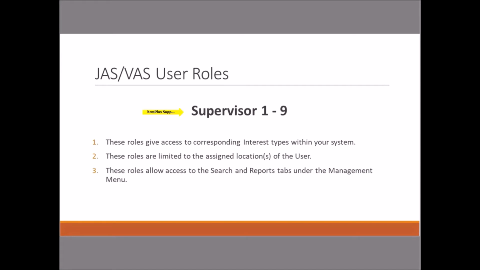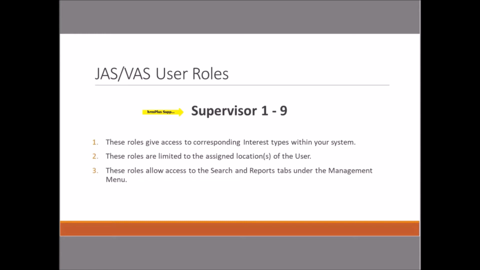Supervisor. If you have the HR admin role, you technically get all the supervisor roles without having to click them. The supervisor roles correspond to the interest types in your system. I get a lot of people asking, why can't supervisor 1 just be called certificated or whatever? Well, we let each site set up their interest types the way they want, and they wouldn't always correspond. So that's why it's 1, 2, 3, 4, and so on.